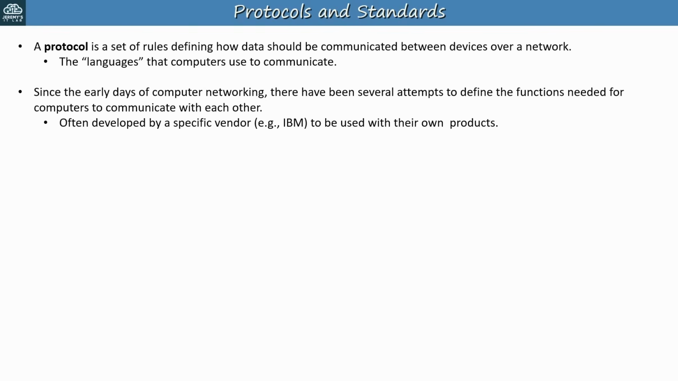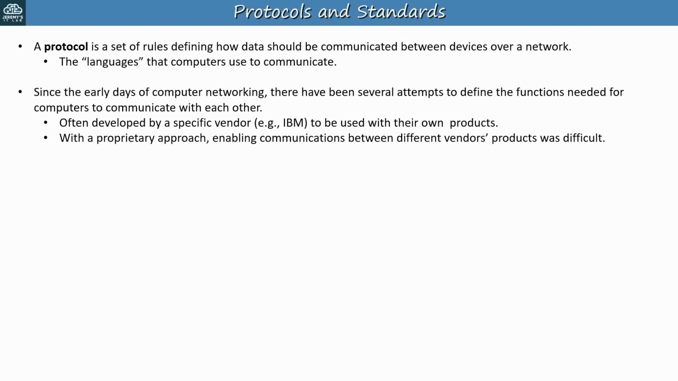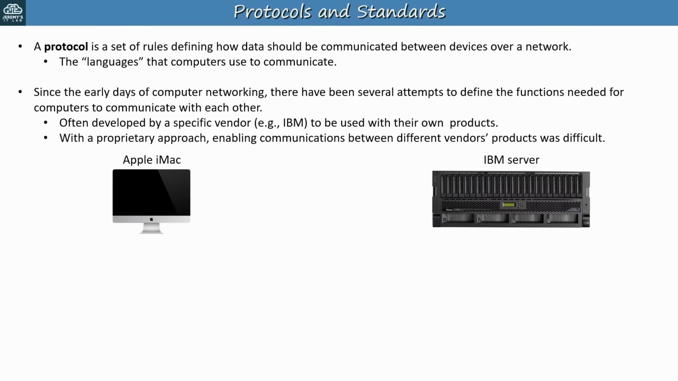These protocols were often developed by a specific vendor, such as IBM, to be used with their own products. With this proprietary approach, enabling communications between different vendors' products was difficult, if not impossible. For example, if we have an Apple iMac and an IBM server, each using its own proprietary protocols, the IBM server wouldn't be able to understand a request from the iMac. I'm just using modern devices here as a visual example, but this kind of problem was common in the early days of networking.